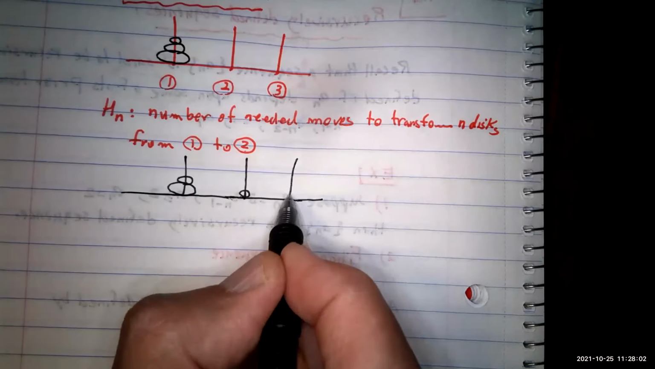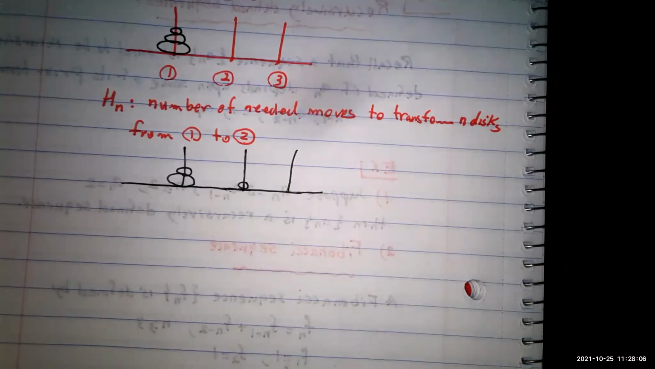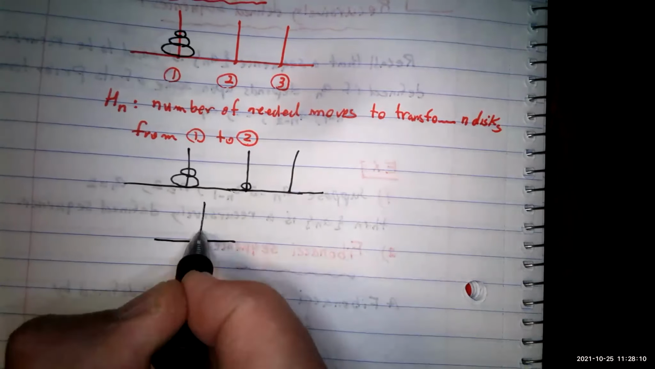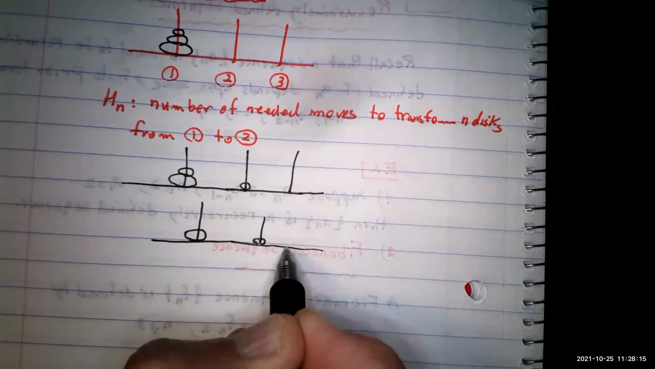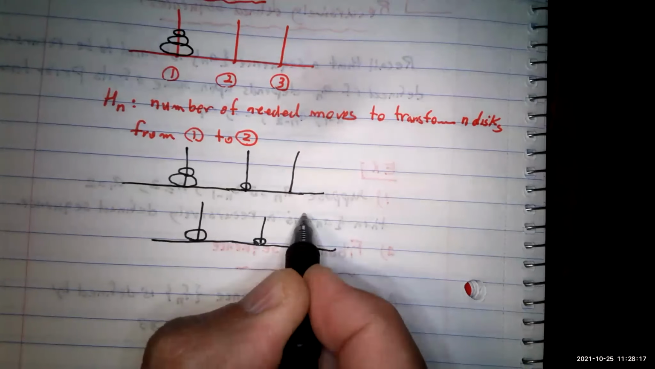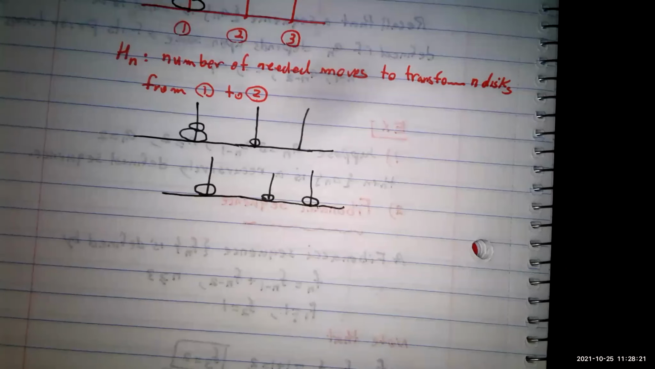So that would be 1 movement. Okay, then move the middle size disk from 1 to 3. That's it. So this is going to be the middle one. Yes. Now move the small disk from 2 to 3.